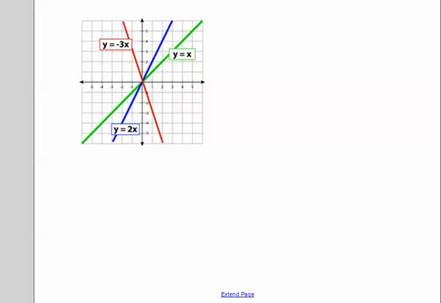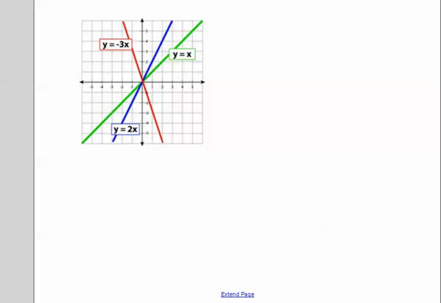Okay, so today what we're going to talk about is something of the linear form. It is called direct variation. So direct variation is a linear function or a linear graph in the form y equals kx. Now this should be pretty basic, but if you can notice the green, the blue, and the red line, they all have something in common, and that very important thing is they go through the origin.